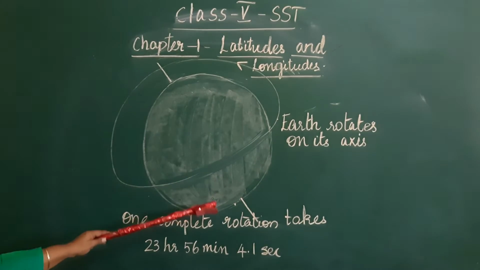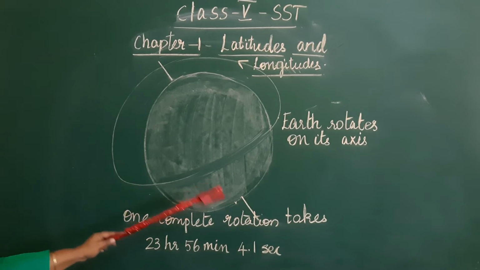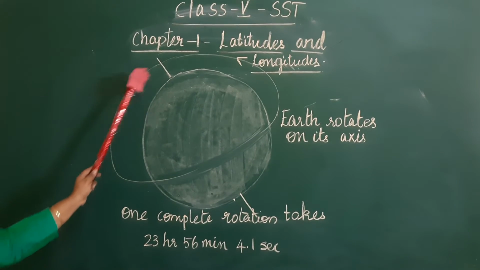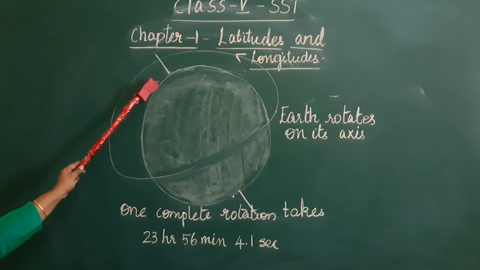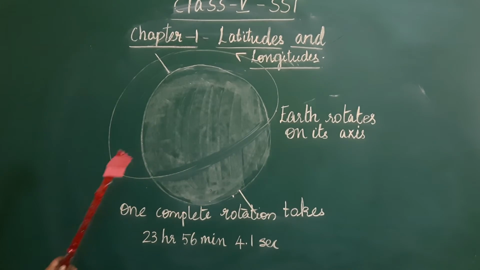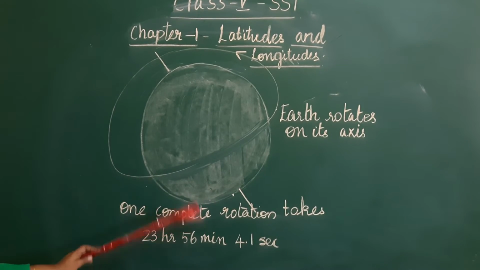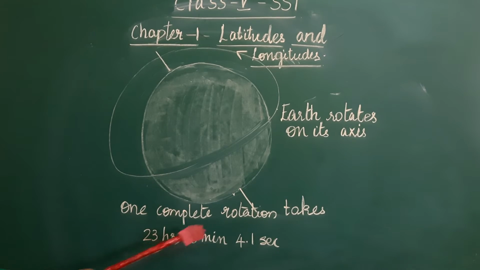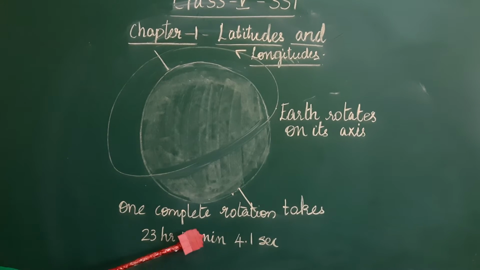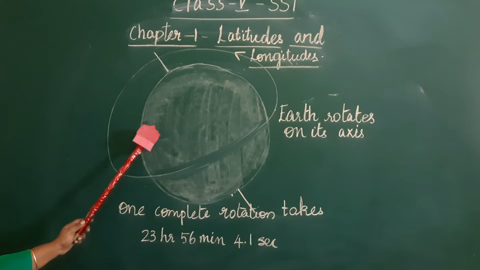So what is an axis? Axis is an imaginary line on which the Earth is rotating itself. It is called an axis. One complete rotation takes about 23 hours, 56 minutes and 4.1 seconds.